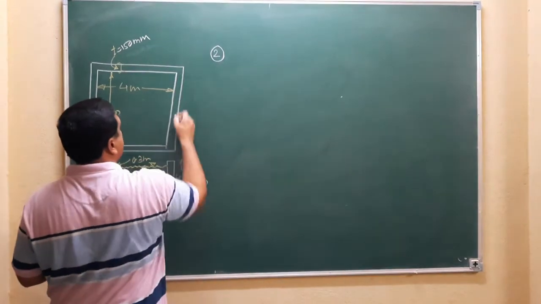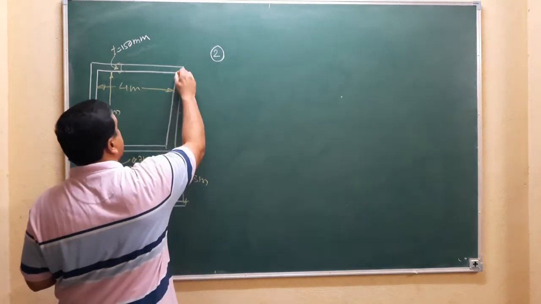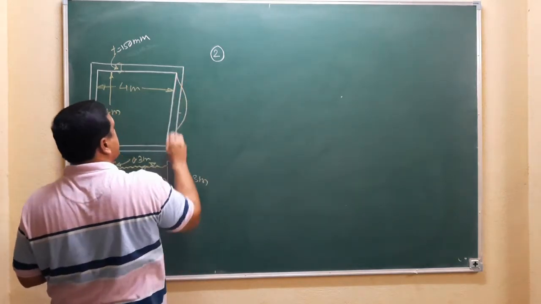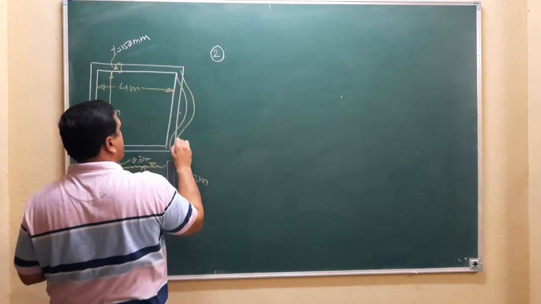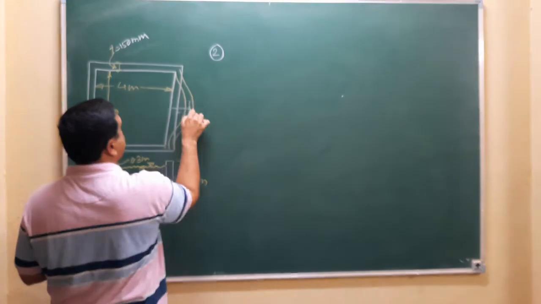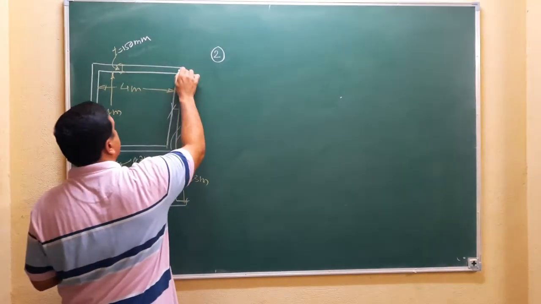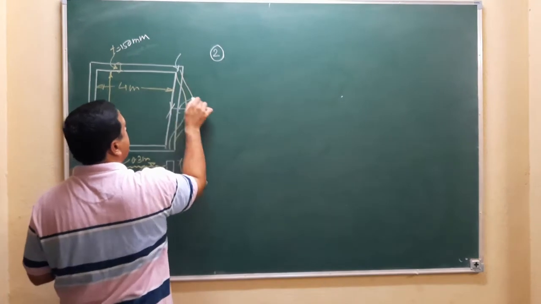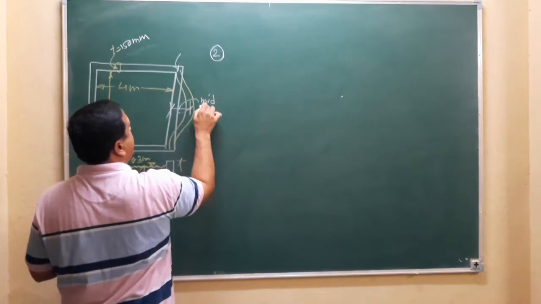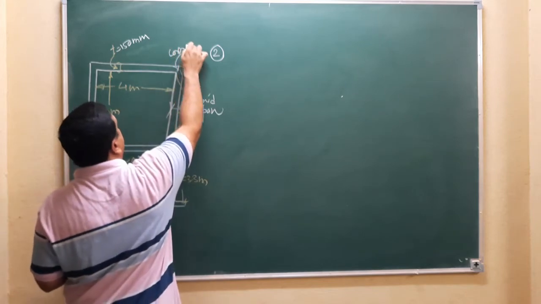So to design this wall in 2 locations, due to the hoop pressure, this wall is bent like this. So to design this wall at mid span and at corner, you have to design the wall first at mid span, and then at corner.